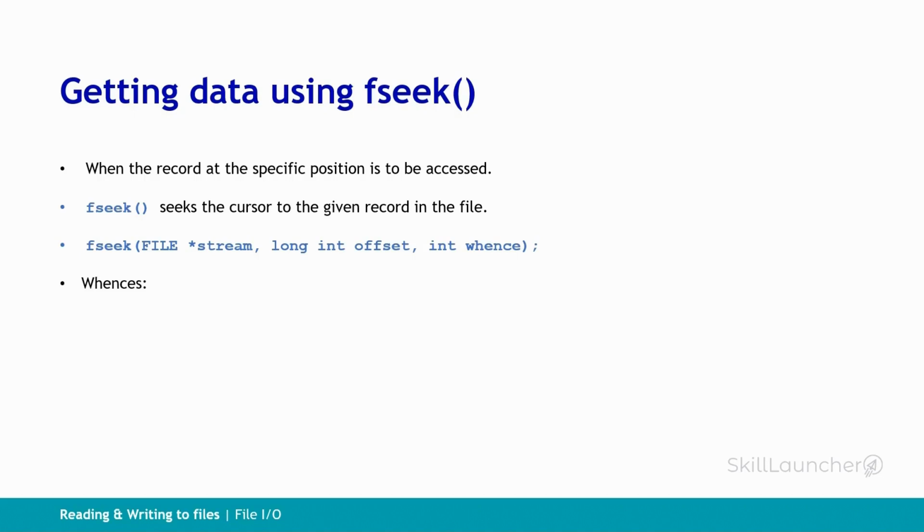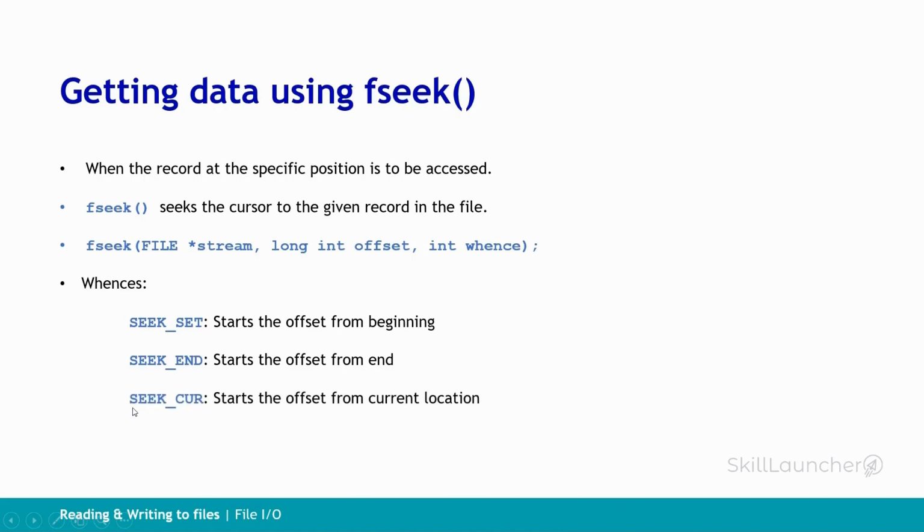Now regarding this offset, we have 3 references defined. The first is SEEK_SET. It starts the offset from the beginning of the file. The next is SEEK_END. It starts the offset from the end of the file. That is, if we need to write at the end of the file, then we use the offset SEEK_END. Or else SEEK_CUR, which starts the offset from the current location where the pointer is currently pointing.